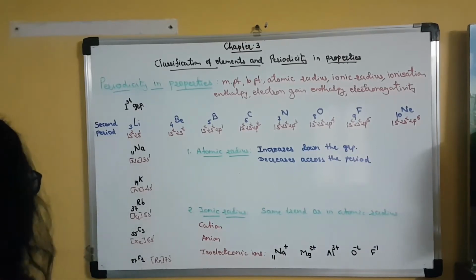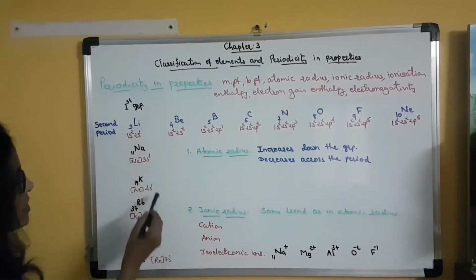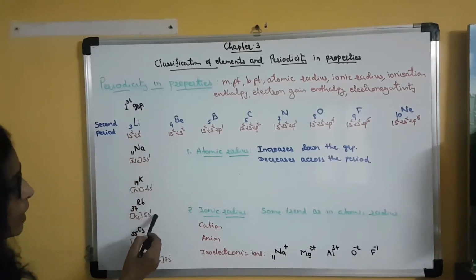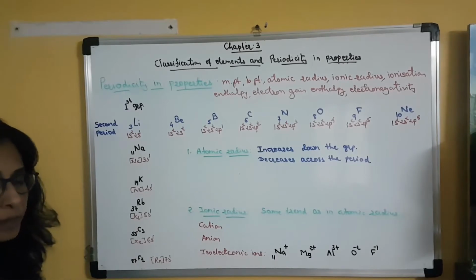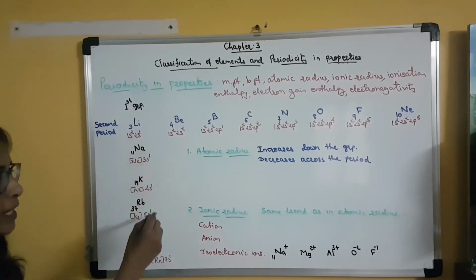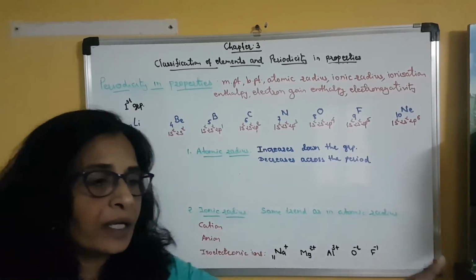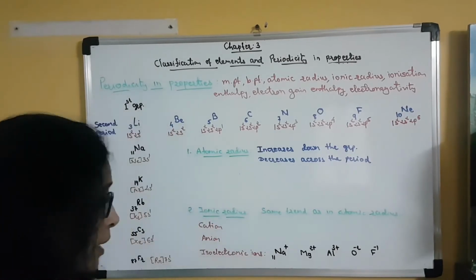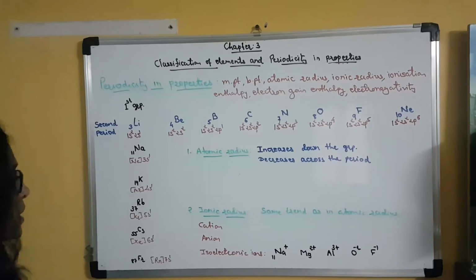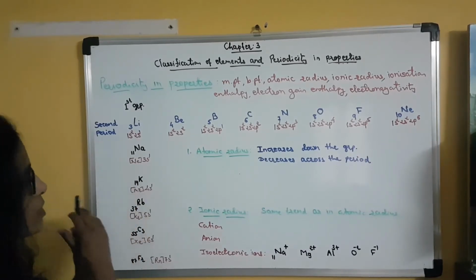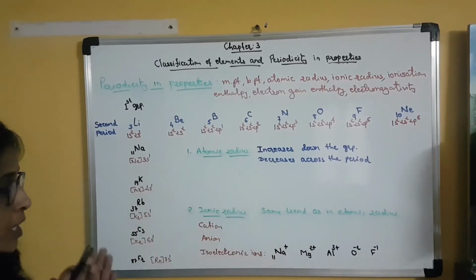It means that though all these elements have a single valence electron, with increase in the atomic number this valence electron is going further away from the nucleus. Clear? Because the number of orbitals increases. Got it? And that is why the electron is going away from the nucleus.